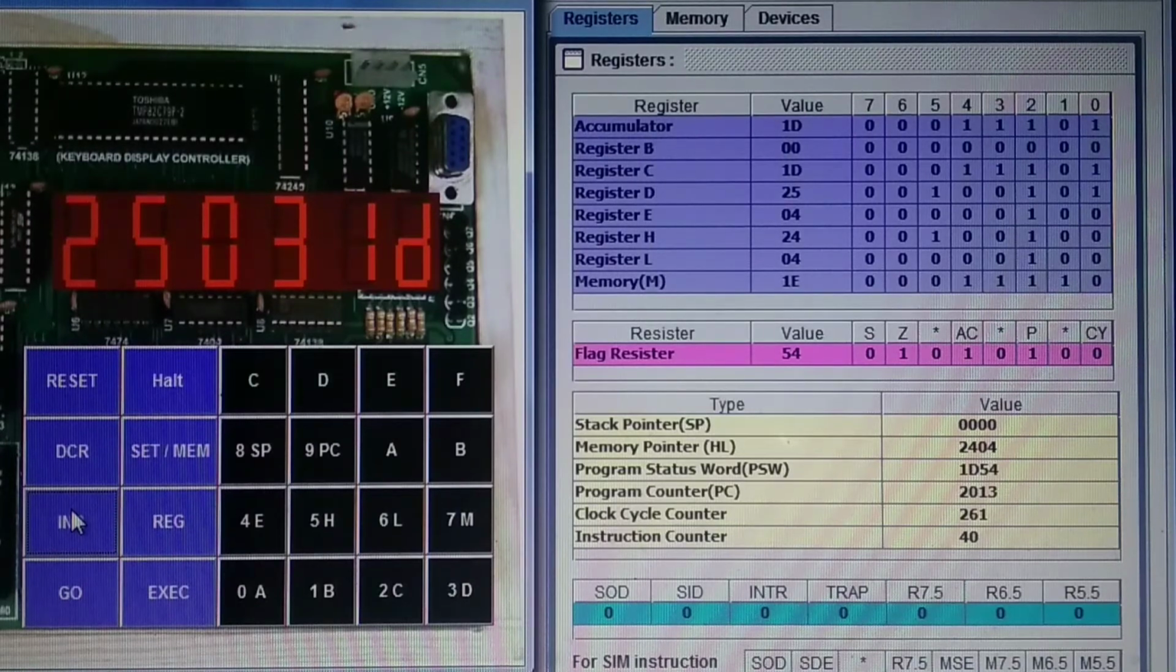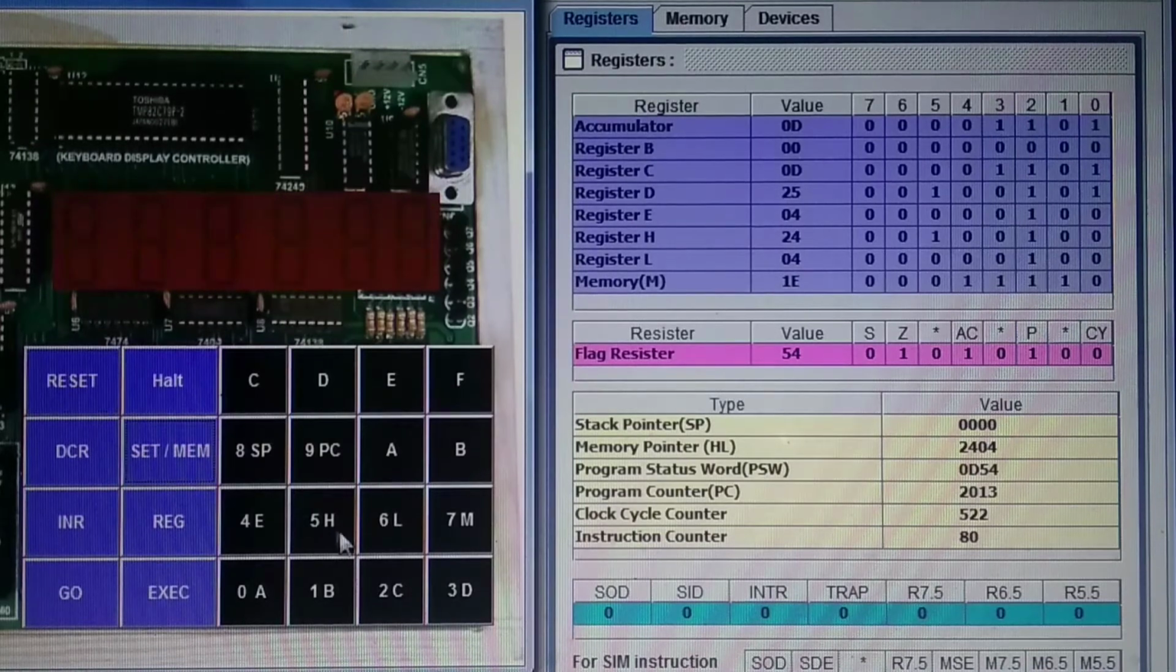Here we have taken the counter as 4, that means from 00 to 03. If we execute the program again, the blocks get exchanged again and you will get the original numbers. Reset, go 2000 and execute. It gets executed again from 2400. You will get the numbers 1A, 1B, 1C and 1D.